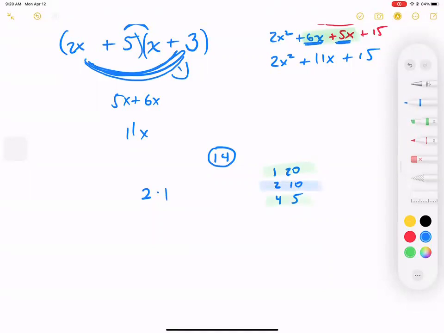So let's start speed dating, okay? So 2 times 1 is 2. So 1 times 20, the other guy, right? You have to take the other pair if you're double dating, right? So you're 20. And do they add up to 14? Nope. Okay. That didn't work.